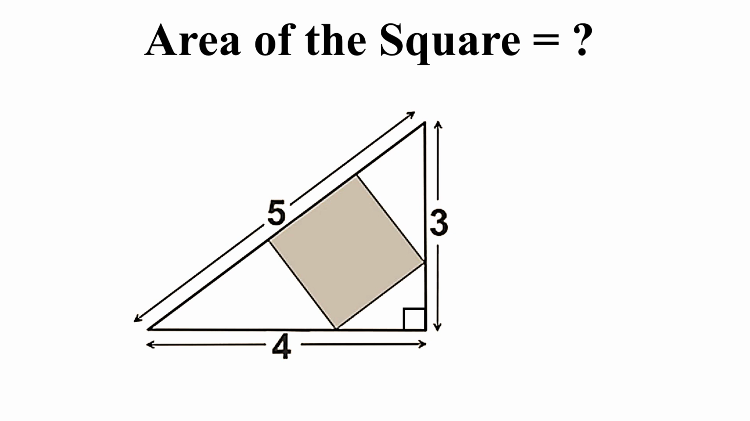The question is, we have this right angle triangle. The sides are 5, 4 and 3 and we need to calculate the area of this shaded square. How can we solve this?